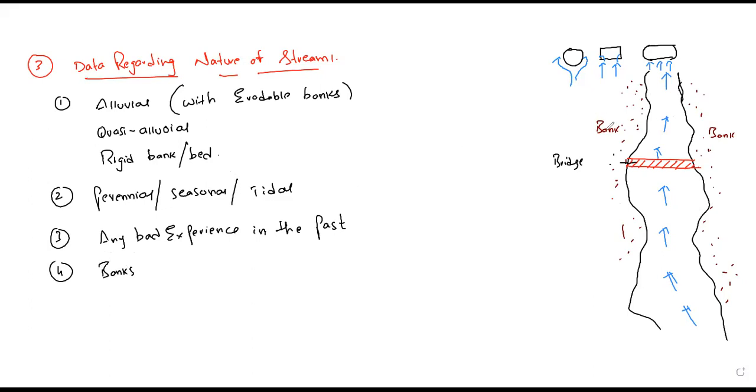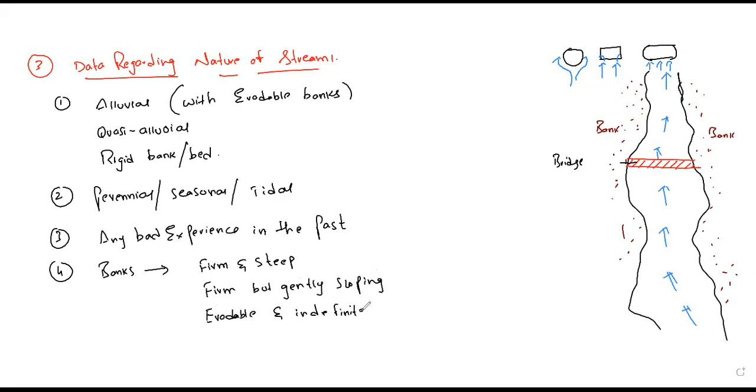I'm talking about these banks. Okay, banks, we have to see whether the banks are firm and steep or not. Firm but gently sloping, or erodable and indefinite, we have to check.